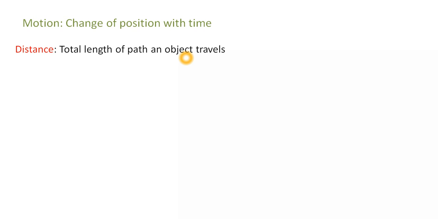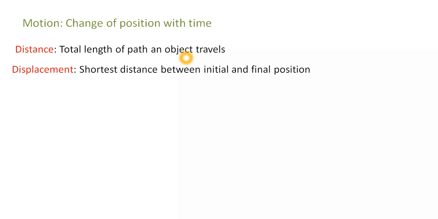So now, what is displacement? Displacement is the shortest distance between initial and final position. Note this point, it is the shortest distance. That means when we talk about displacement, we are not bothered about the path which was followed to reach the final position from initial position. It is only the shortest distance from initial position to final position.